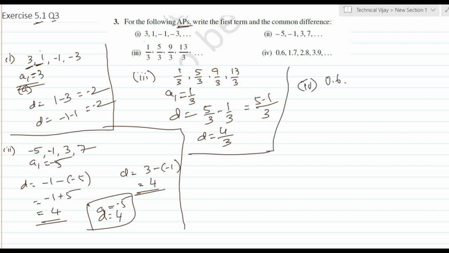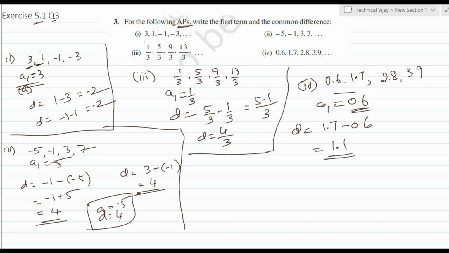So 0.6, 1.7, 2.8 and 3.9. So here the first term A1 is equal to 0.6 and the common difference is equal to 1.7 minus 0.6, which is 1.1. If you want to verify, you can check 2.8 minus 1.7, which is also equal to 1.1. So here A is equal to 0.6, D is equal to 1.1. So we will go for the next one.